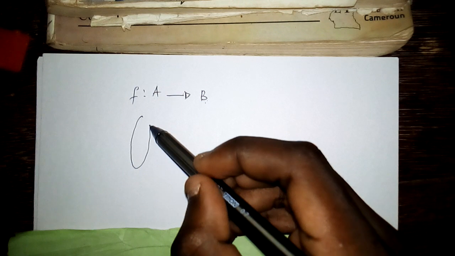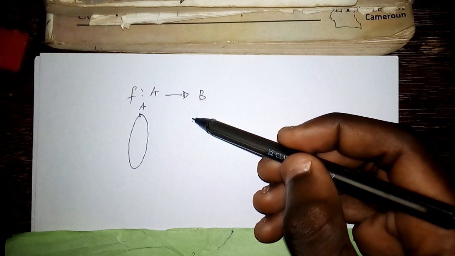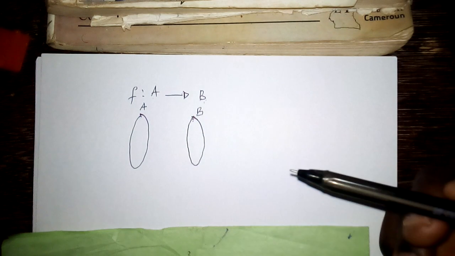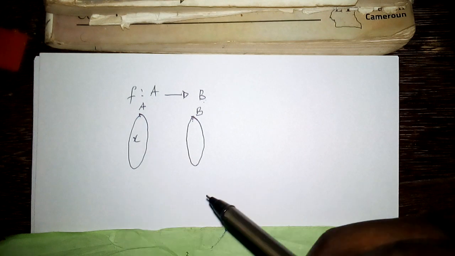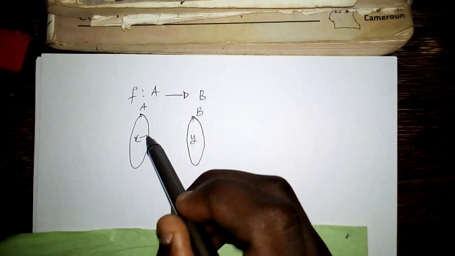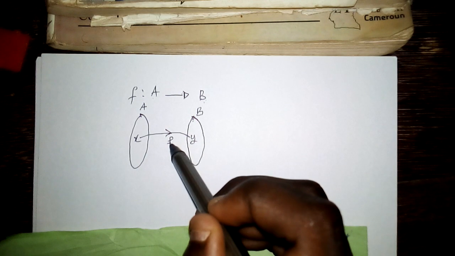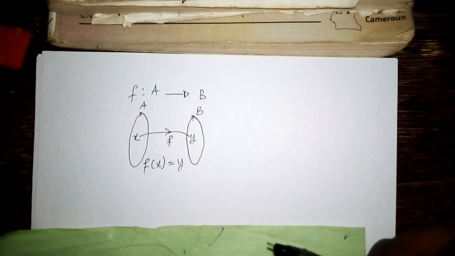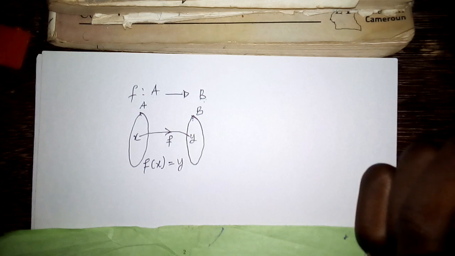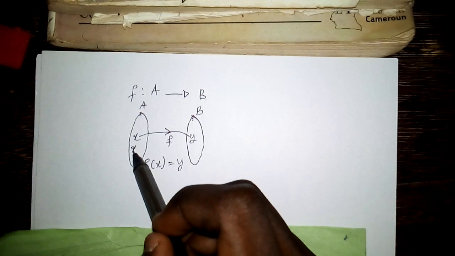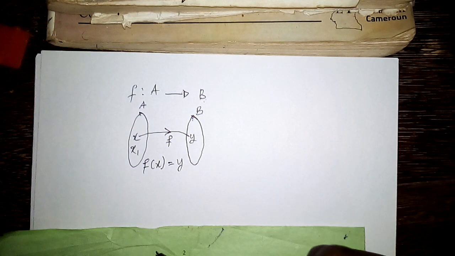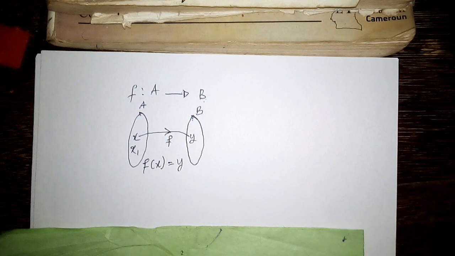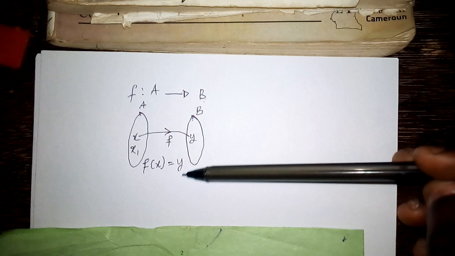So maybe I can give you a little representation. Here's my set A, and here you have the set B. If I have an element x here and its image is y, x relates with y by the function f. So f of x, the input, gives y, the output. Another element, maybe I can call it x1, can also have the same image, but the thing is that any element found in the set A will have one and only one image in the set B.